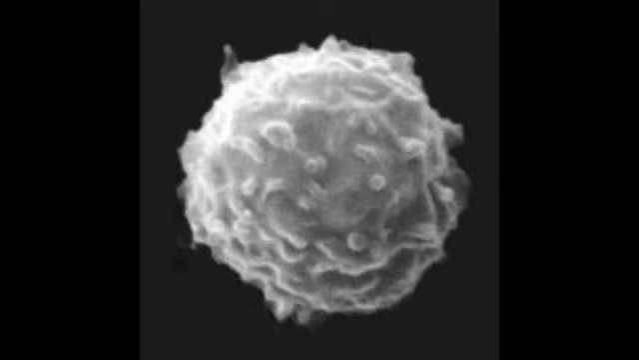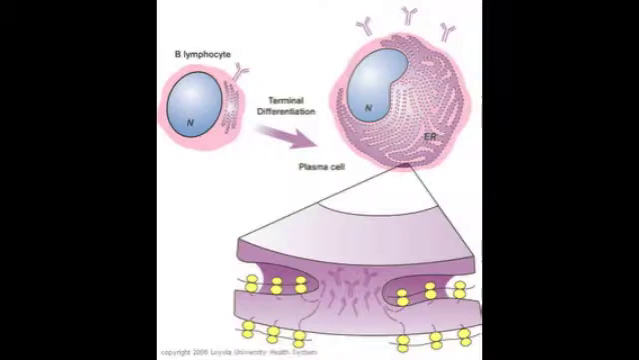B cells are lymphocytes that are produced in the bone marrow of mammals. Each B cell has a unique receptor protein on its surface that will bind to one particular antigen. Once a B cell encounters its cognate antigen and receives an additional signal from a T helper cell, it activates. Since the focus is on phagocytosis, we will focus on plasma B cells.